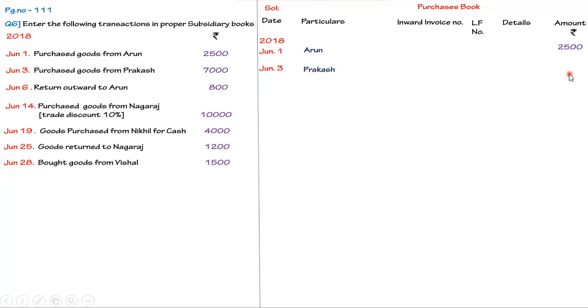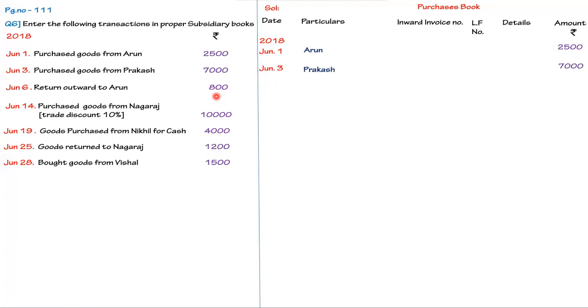The next transaction is on June 6, return outward to Arun 800 rupees. Return outward is the other name for purchase returns. So as it is a transaction of purchase returns, it will be recorded in purchases return book. While preparing purchase returns book, we will be posting this transaction on June 6. So as of now, as we are discussing only purchases book, we will be writing the transactions of purchases in purchases book.